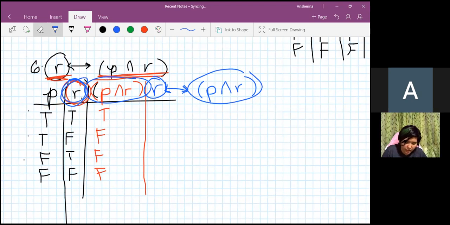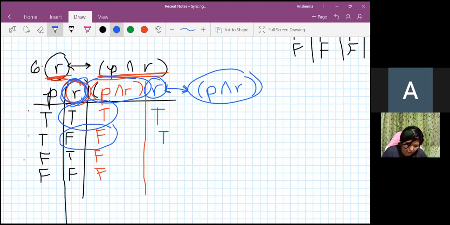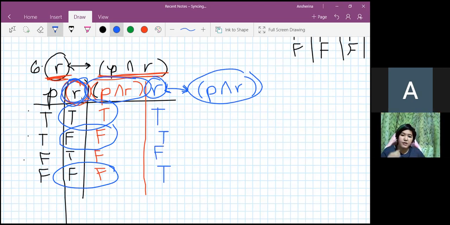Ang titingnan again natin is itong column 2 and column 3. Parehong true. Ayan. Parehong false. Ano pa? Ito din, parehong false. So, yung naiwan, yung magkaiba, ay false. Okay? Now, let's try number 7.